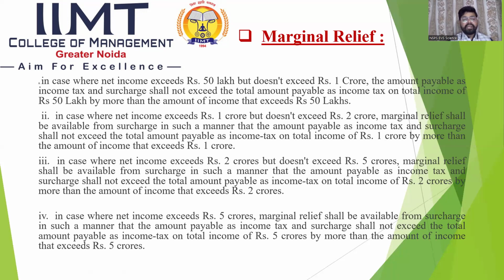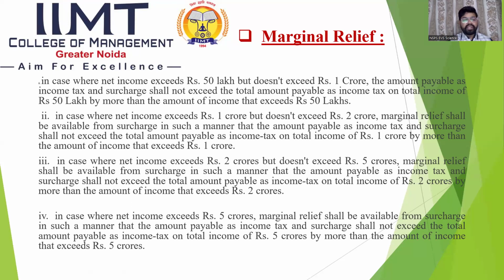Second point is, in case where net income exceeds rupees 1 crore but does not exceed rupees 2 crore, marginal relief shall be availed from surcharge in such a manner that the amount payable as tax and surcharges shall not exceed the total amount payable as income tax on total income of rupees 1 crore by more than the amount of income that exceeds rupees 1 crore. In case where net income exceeds rupees 2 crore but does not exceed rupees 5 crore, marginal relief shall be availed from surcharge in such a manner that the amount payable as income tax and surcharges shall not exceed the total amount payable as income tax on total income of rupees 2 crore by more than the amount of income that exceeds rupees 2 crore.